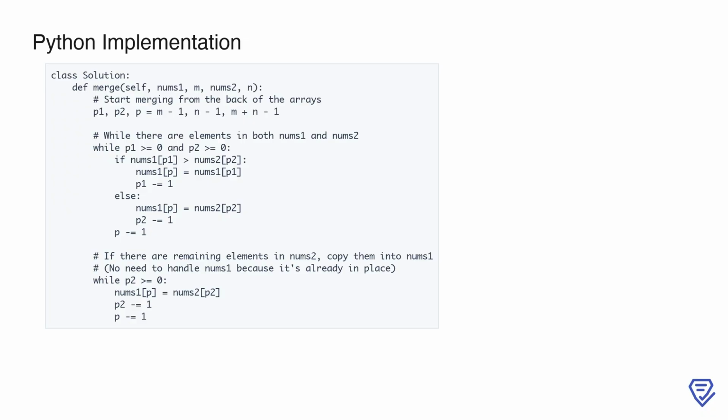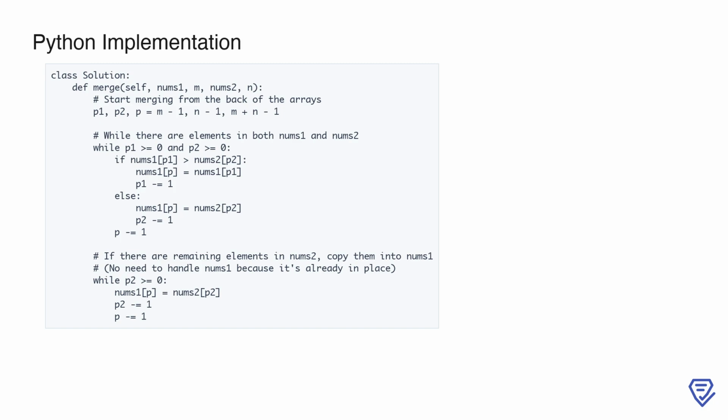First, we define 3 pointers. p1 is initialized to the last valid element in nums1 at index m-1. p2 is initialized to the last element in nums2 at index n-1. p is the position where the next largest element should be placed in nums1, starting at the end of the array, m+n-1. The main logic is handled in a while loop that continues as long as there are elements in both nums1 and nums2, p1 >= 0 and p2 >= 0.